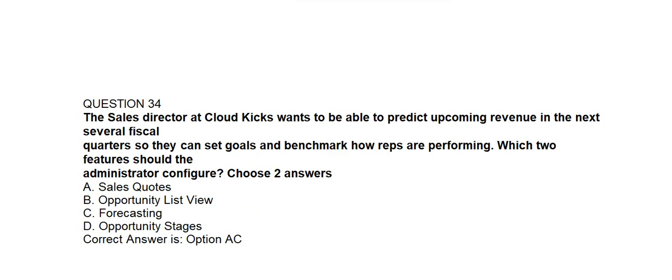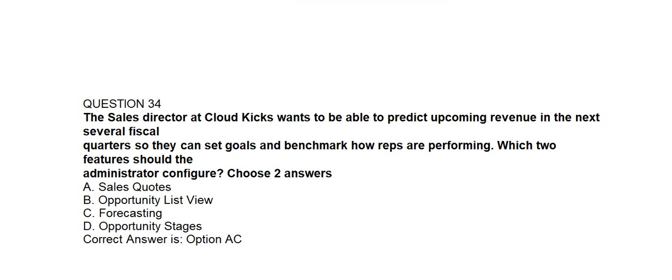Question number 34. The sales director at CloudKicks wants to be able to predict upcoming revenue in the next several fiscal quarters so they can set goals and benchmark how representatives are performing. Which two features should the administrator configure? Choose any two answers.